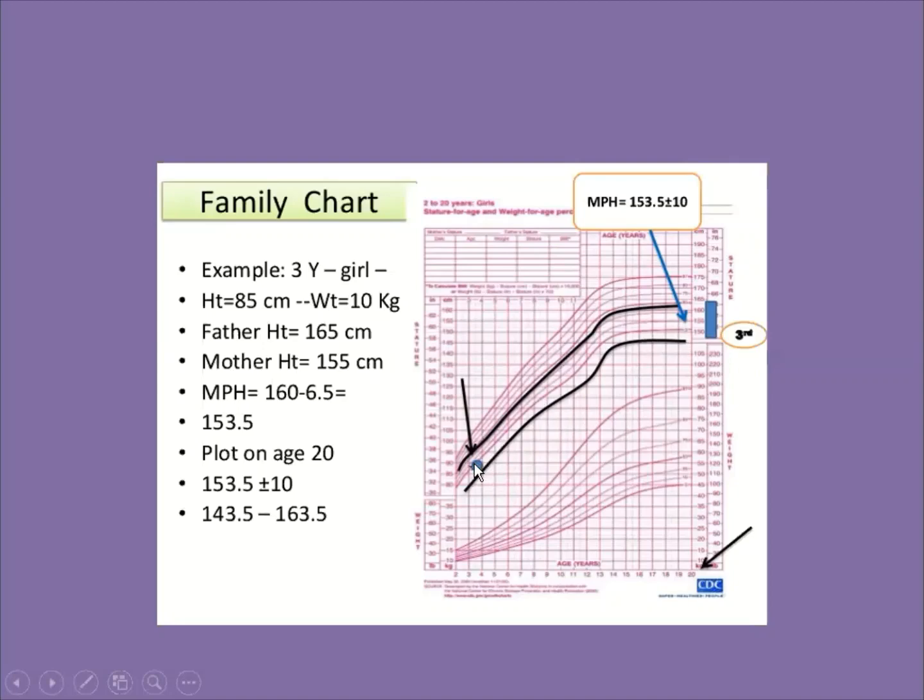So if you take this child's height, though it is below the 3rd centile, if you take the mid-parental height centiles, if you project it downwards, you can see it falls well within this range. So we can say that the child is actually growing according to her potential, right? So the same thing we can say if the child is 9 years, again under the 3rd centile, again if you take the mid-parental height, it's going to fall within the range.